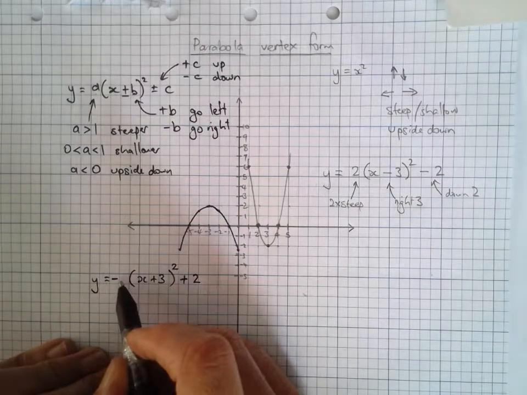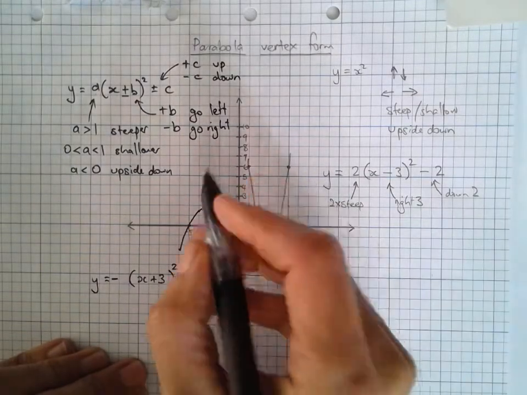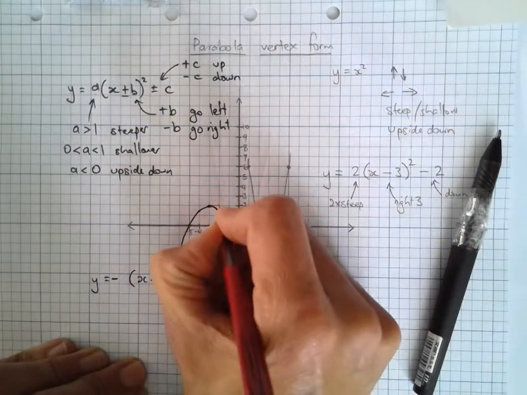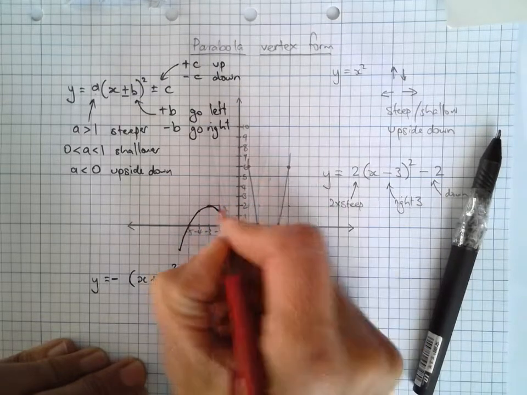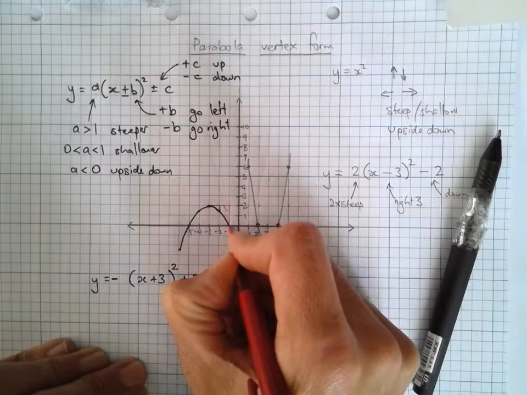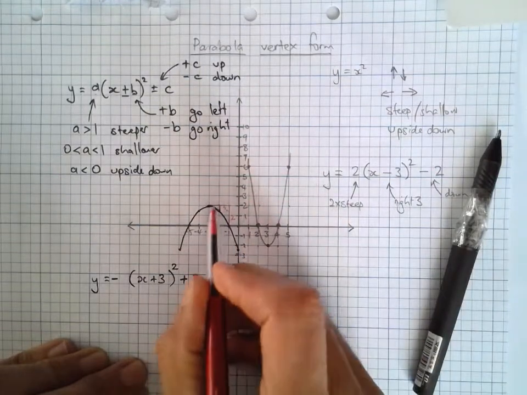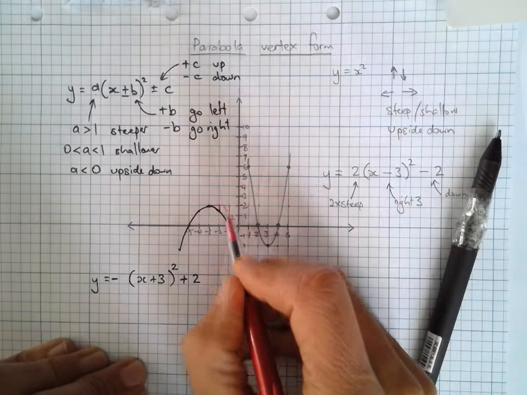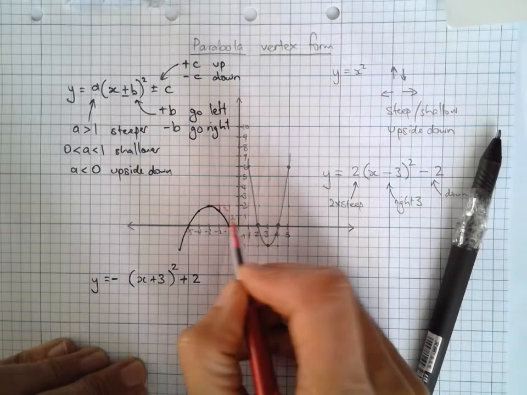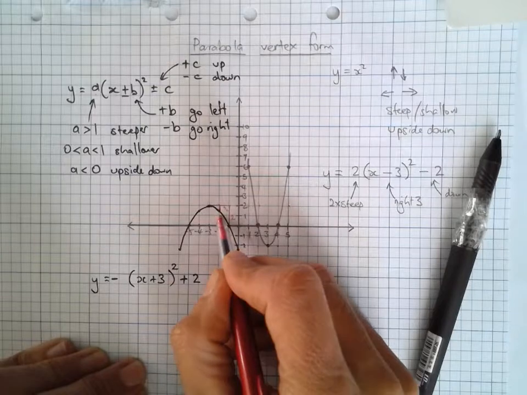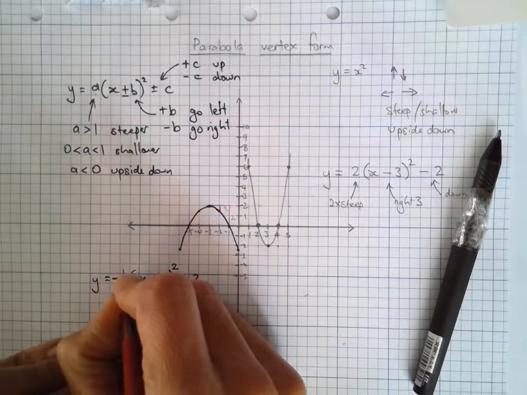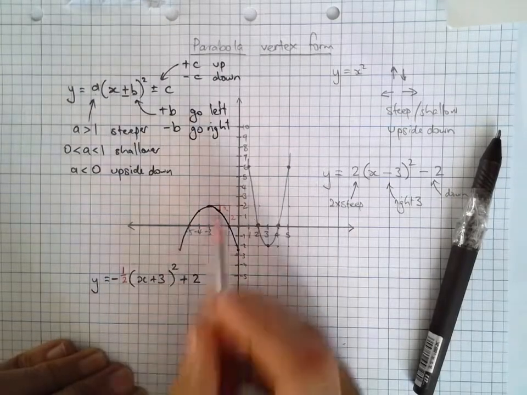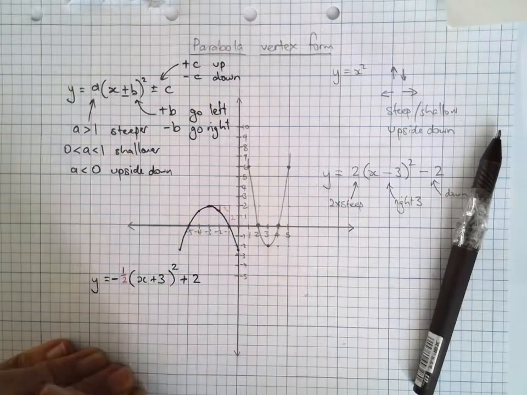Now, we've got to find out this a, because it looks shallower than normal. Let's have a look. If I go across 1, I've gone down, it looks like a half. If I go across 2, I've gone down 2. Now normally I'd go across 2 and down 4. So I've gone exactly half as far down. 2 being half of the 4, a half being half of the 1. So this multiplier in here, this steepness shallowness number, the a, must be negative because it's upside down, and negative a half because I've gone down half as far as normal.